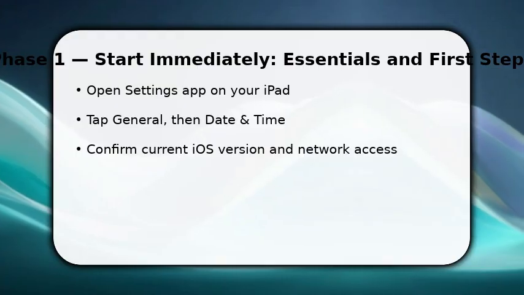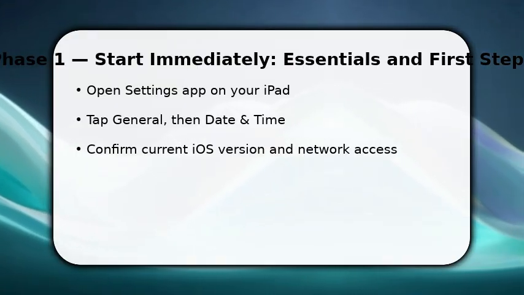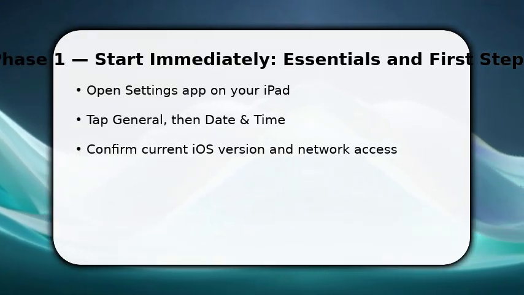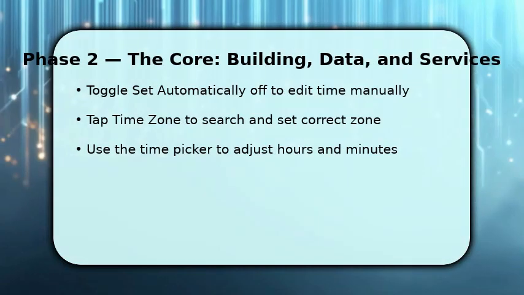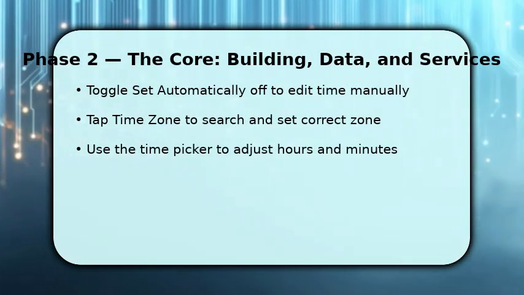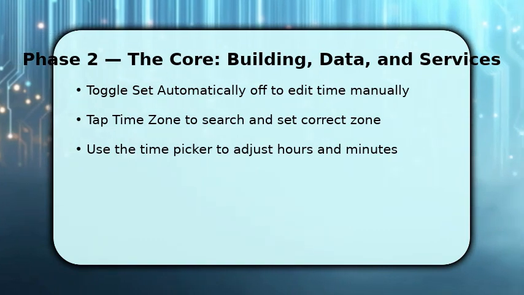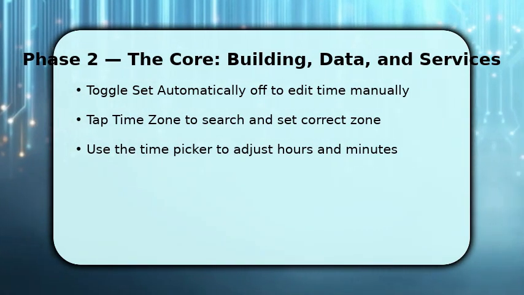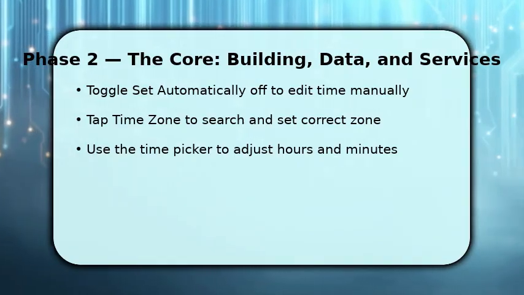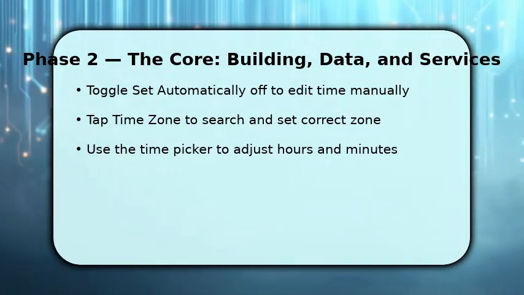network and time zone. Once done, review time zone and 24-hour time options so the next steps change exactly what you want. With Set Automatically off, you can edit both the time and time zone directly. This is useful when traveling or testing. Tap Time Zone, type a city or region, and select the matching zone so calendar events line up.